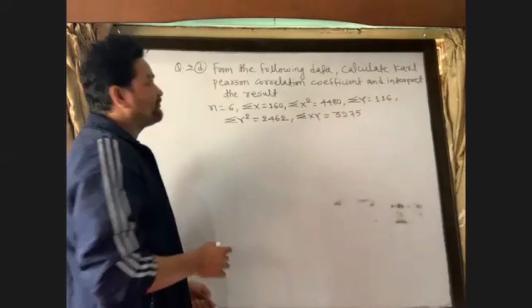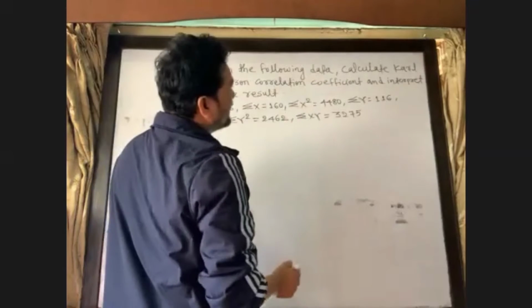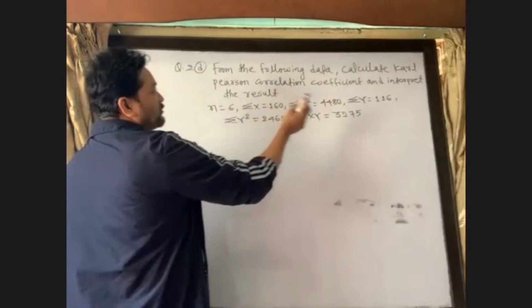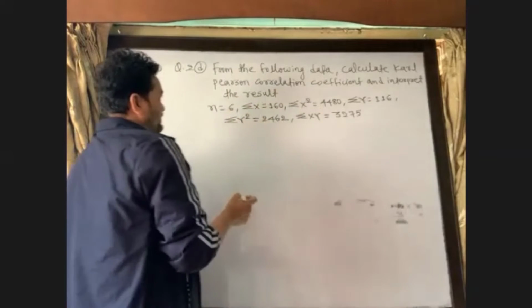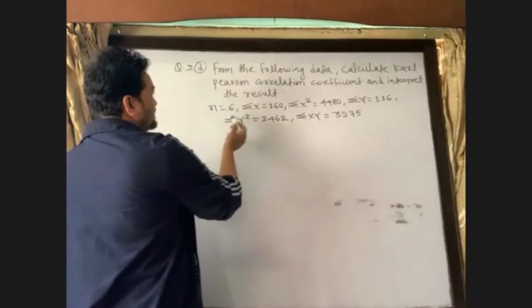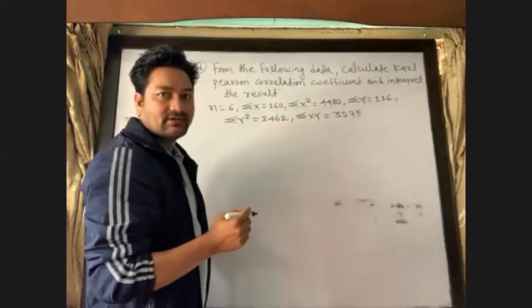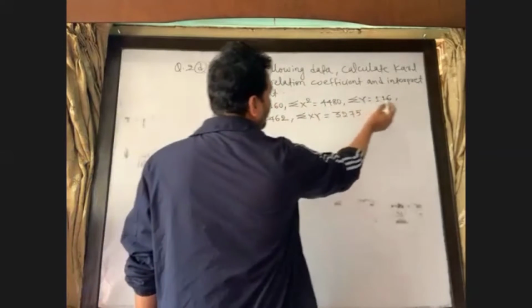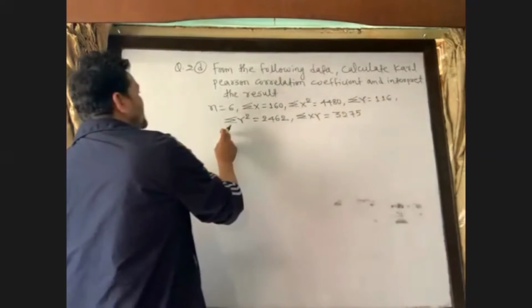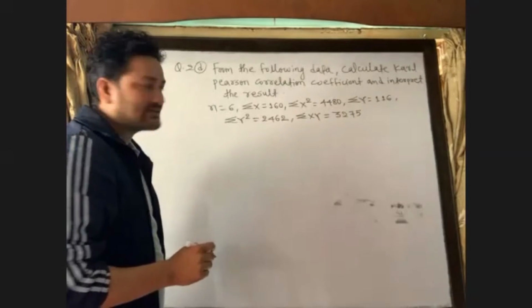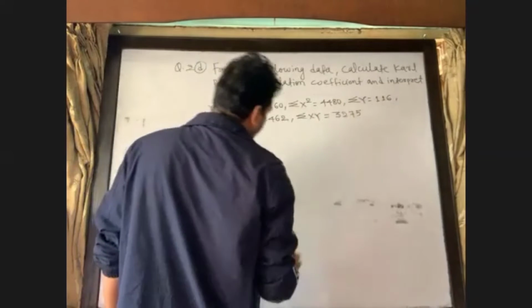Question number 2D. From the following data, calculate Karl Pearson correlation coefficient and interpret the result. All the things are given here. N is equal to 6, summation x is equal to 160, summation x square is equal to 4,480, summation y is 116, summation y square is 2,462, summation xy is 3,275.